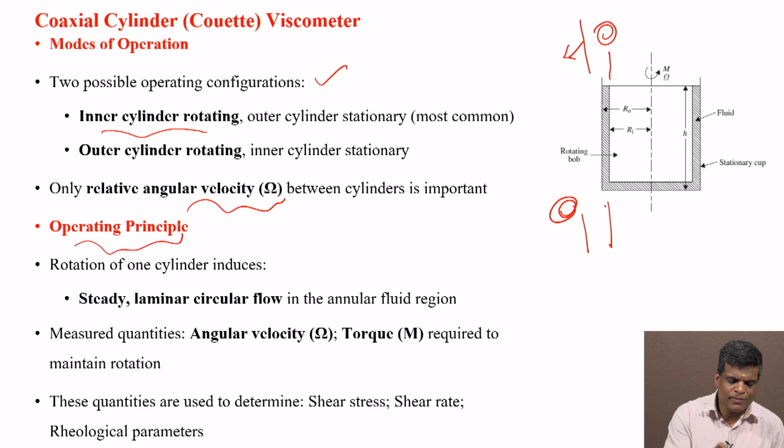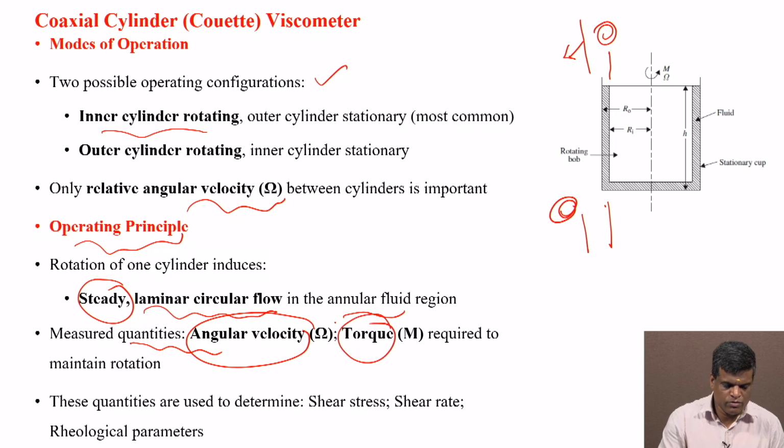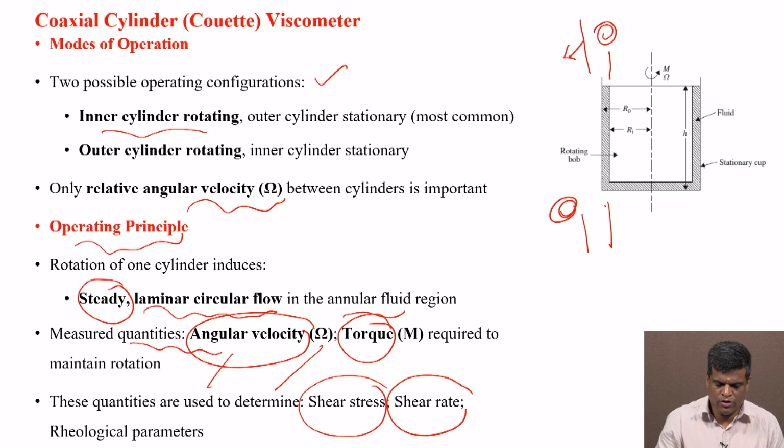So, what are the operating principles here? One is the steady state, as we discussed the same way, so it should be a laminar circular flow in the annulus, not turbulent or other things. The measured quantities here are the angular velocity and the torque to maintain the rotation. From these quantities we can always get the shear stress and the shear rate. So you have to measure the angular velocity and then the torque, and from there we can get the shear stress and shear rate.